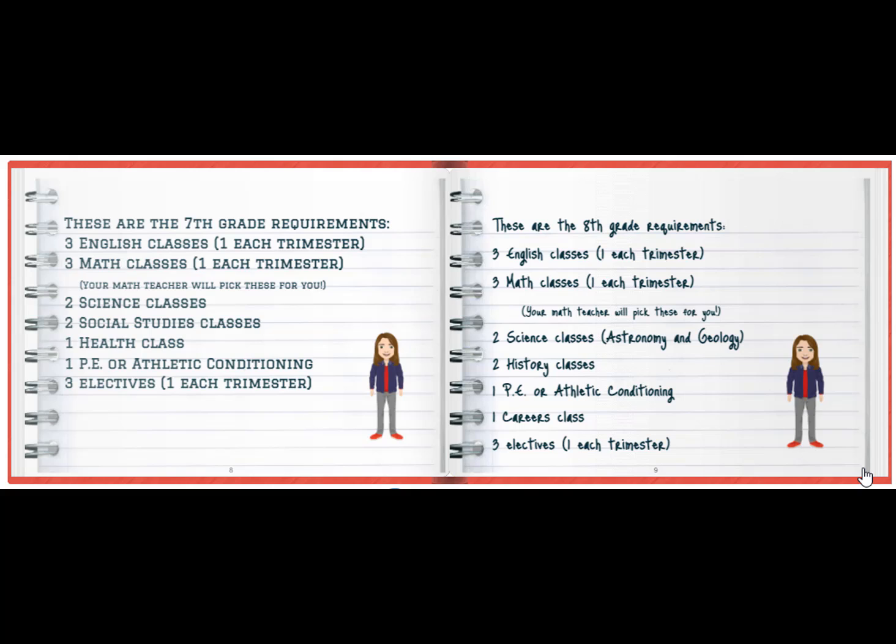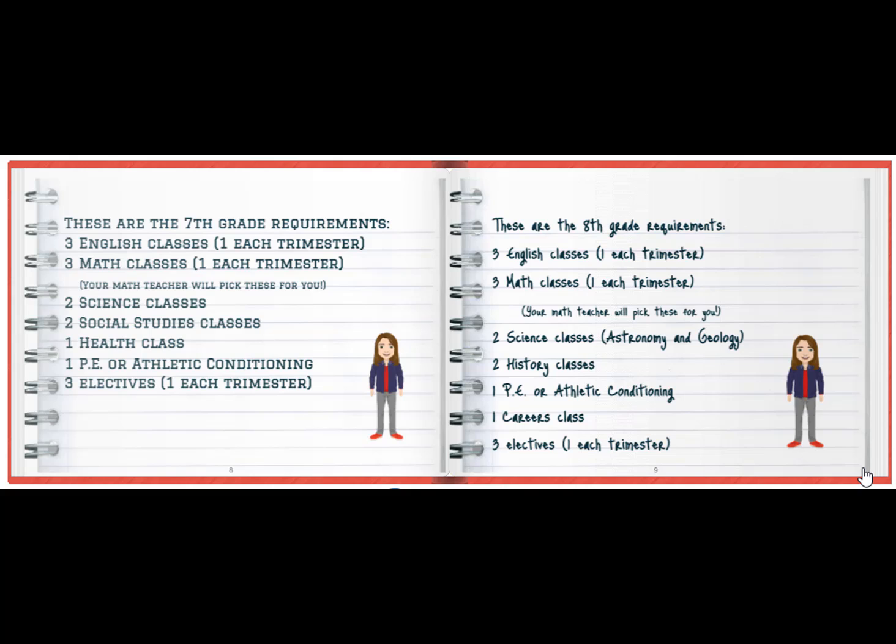These are the 7th grade requirements. 3 English classes, 1 each trimester. 3 math classes, 1 each trimester. Your math teacher will pick those for you. 2 science classes, 2 social studies classes, 1 health class, 1 PE or athletic conditioning, and 3 electives, 1 each trimester.